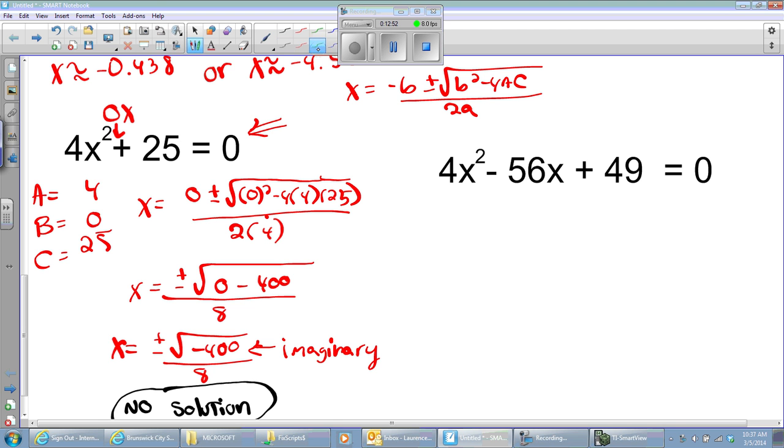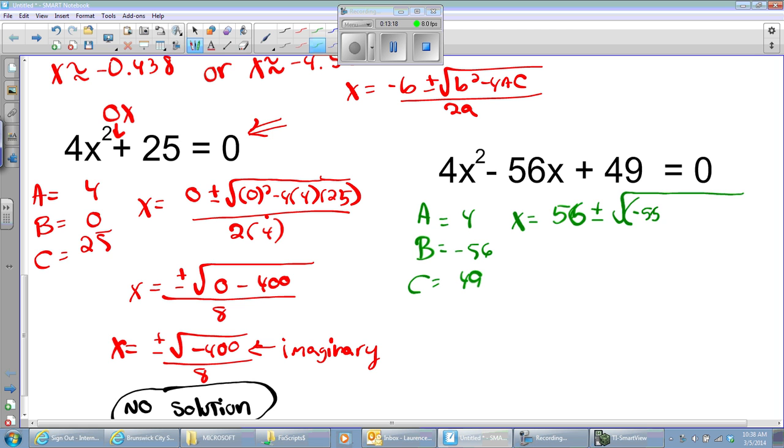Okay, let's go on to this one over here. I've got a, b, c. Easy as 4, negative 56, 49. And I'm going to plug it into x equals negative of b. If you don't understand that, b was negative 56, so I need the negative. It's positive. Plus or minus the square root of b squared minus 4ac all over 2a. I did it again.